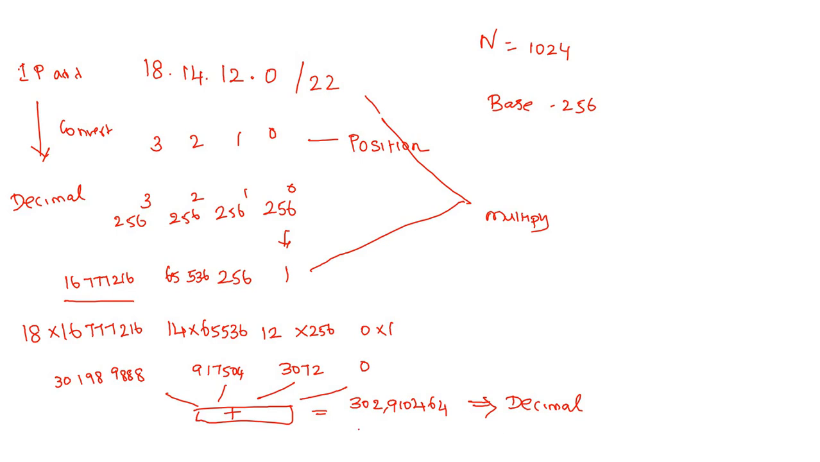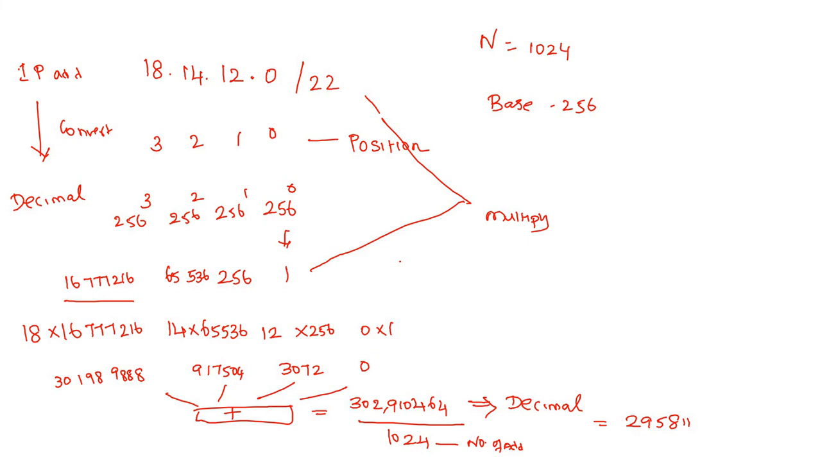Now you have to check whether this is divisible by 1024, the total number of addresses. Dividing gives 295,811, so it is divisible. This is the way you check whether the first address is divisible by the total number of addresses. This is the third condition, and this process shows how to convert the IP address into decimal format.